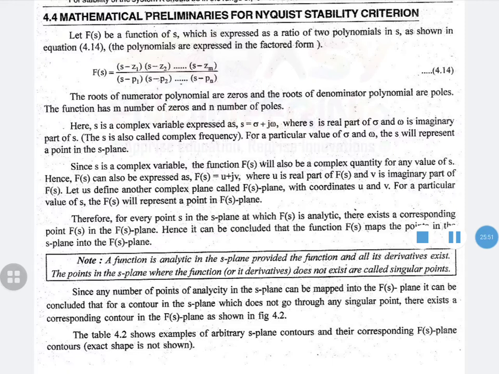Okay. You have the Routh Hurwitz stability criterion, which you have studied earlier, which we used when the systems are analyzed in the time domain. So that is for the time domain. This stability technique is for the frequency domain.